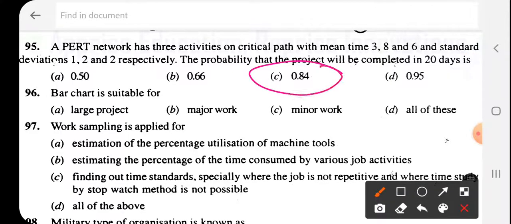In the exam also they will copy the same question. At least remember the answer, 0.84. So this 8 you get, this 2 to 4, that 4 will come here. Remember like that, 84, 0.84.